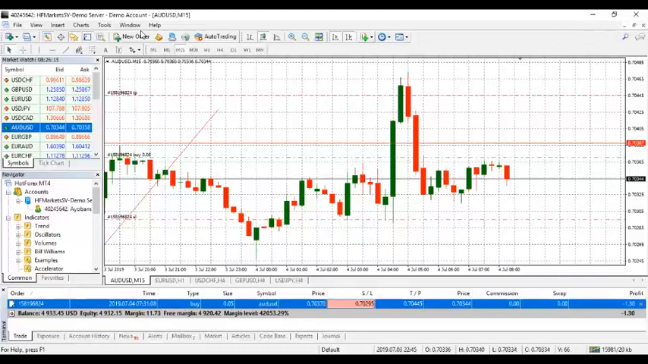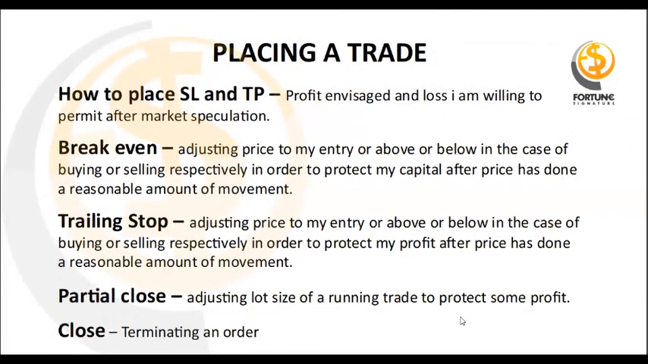Okay, so back to what we are talking about today. And of course, partial closing. Let me talk about breaking even. Breaking even is adjusting my stop to my entry, or above or below it in the case of buying or selling respectively, in order to protect my capital after price has done a reasonable amount of movement.